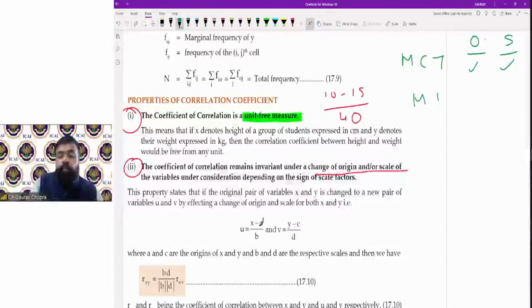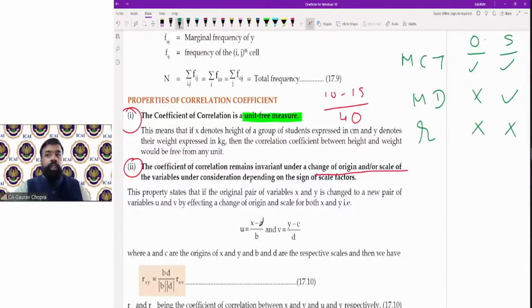But in case of dispersion, change of origin का कोई effect नहीं होगा. Only the effect of change of scale will be there. But now in correlation, दोनों का ही effect नहीं होगा. Neither change of origin nor change of scale. All right, so this you have to learn. Change of origin and scale का impact दोनों पे नहीं आता है, in case of correlation.